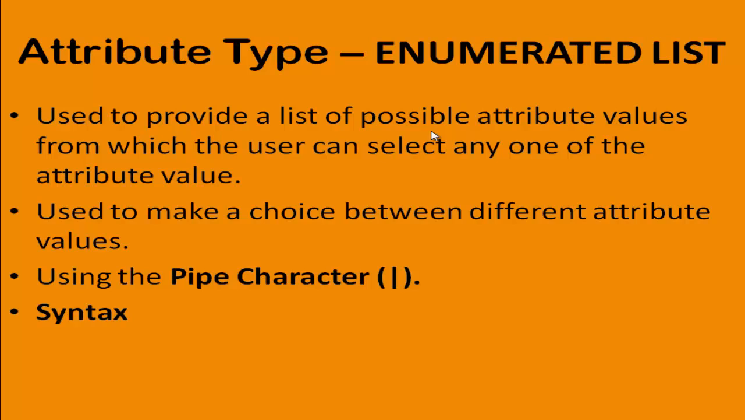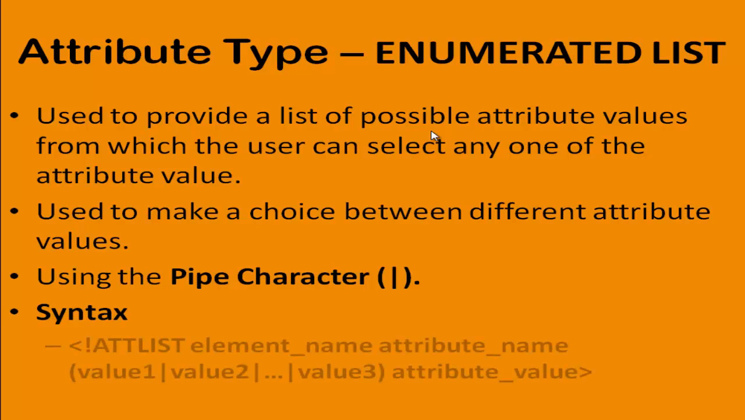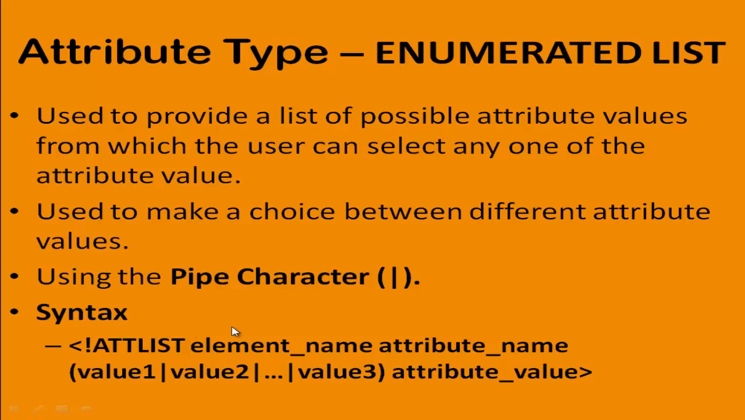So this particular pipe character has a syntax as @list, element name must come after the attribute name. After the attribute name, within the parentheses, please mention the values that have to come. Value 1 pipe character, value 2 pipe character, likewise. So a pipe character comes in between each value of an attribute. Afterwards, at last, you have to specify the attribute value that is implied or some other thing. So now let's see a practical example for this particular attribute type.